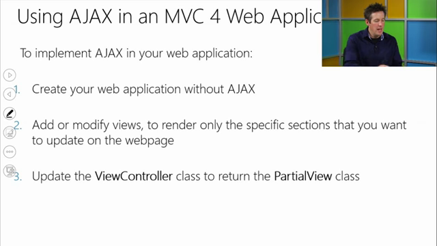Step one is to create your web application without AJAX. Just write it out. Just do what you're normally going to do. Nothing fancy whatsoever. Just write your application. Then what you're going to want to do for whichever portions you want to be updated for just the partial page update, go ahead and convert those into our partial update.